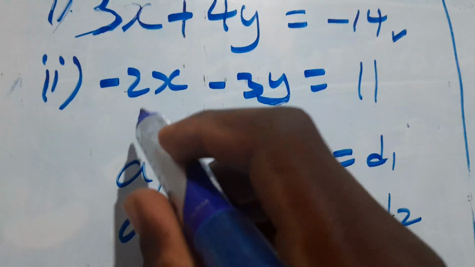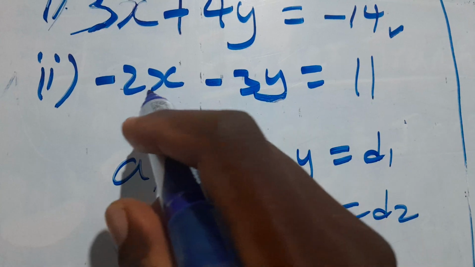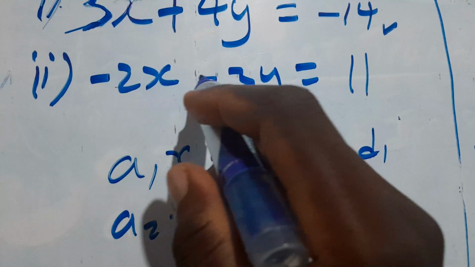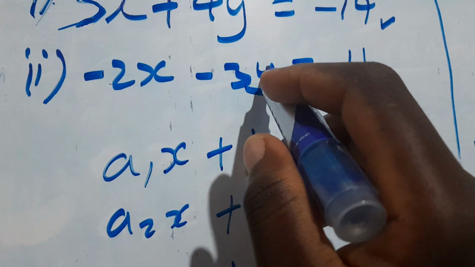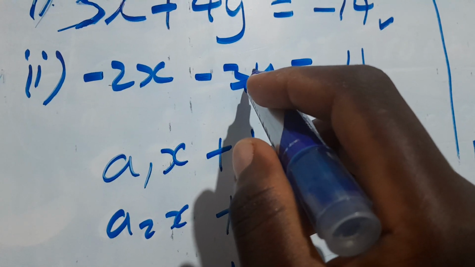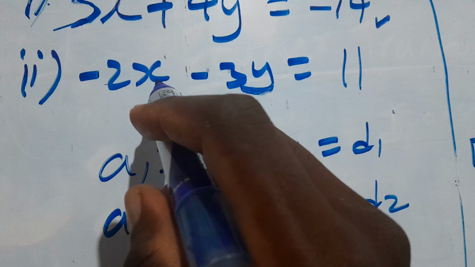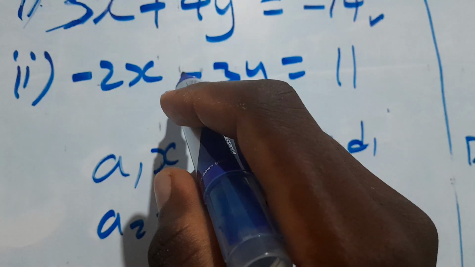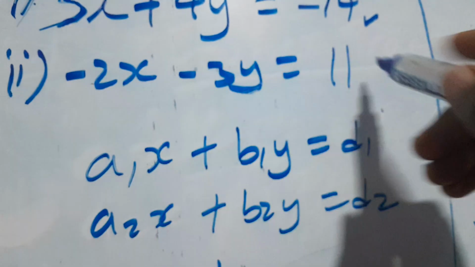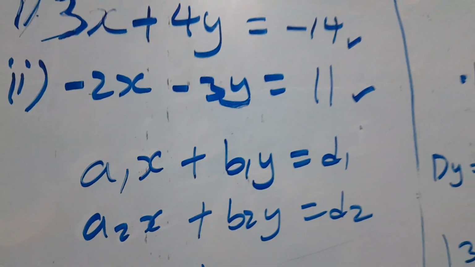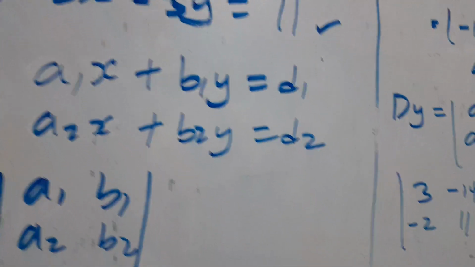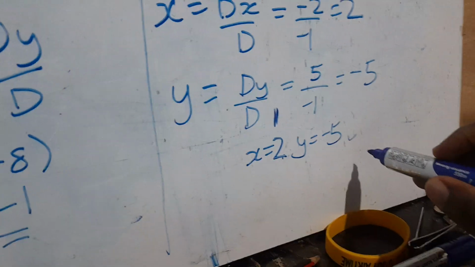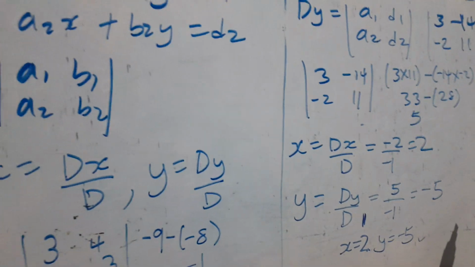Likewise, if you substitute x and y in our next equation, x is 2 times negative 2, that is negative 4, minus 3 times negative 5, that is 15. Negative 4 minus 15, what do you find? You find your answer is negative 11. We have correctly found the value of x and y. It is 2 and negative 5 using Cramer's rule.